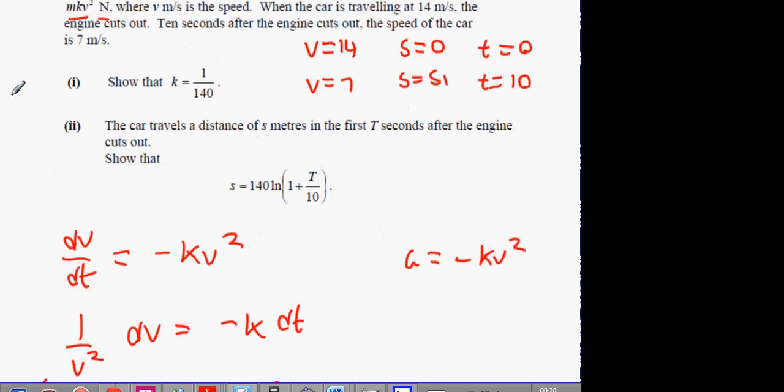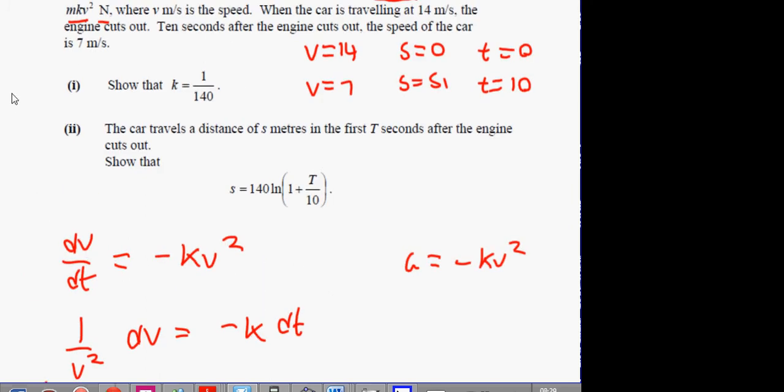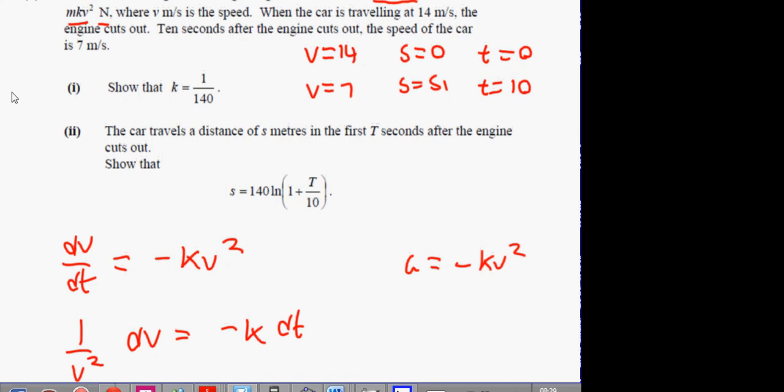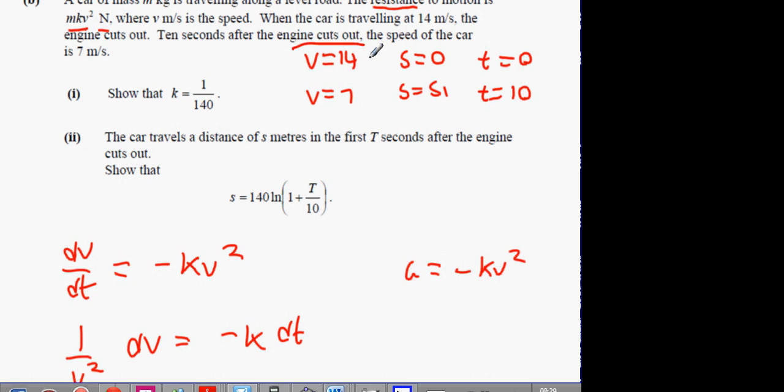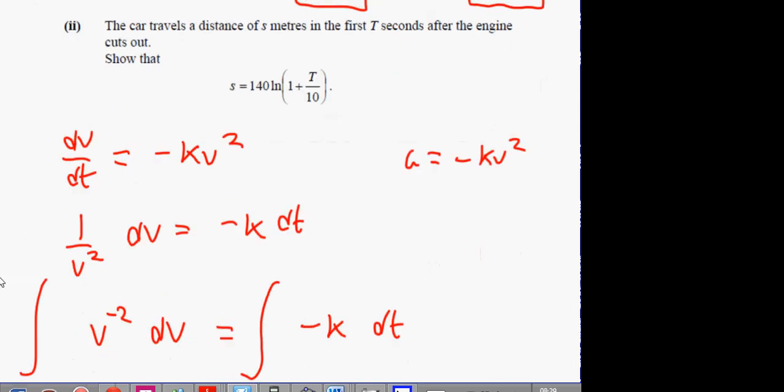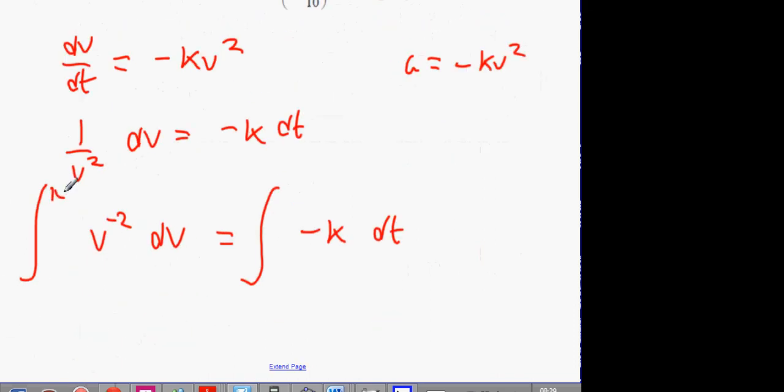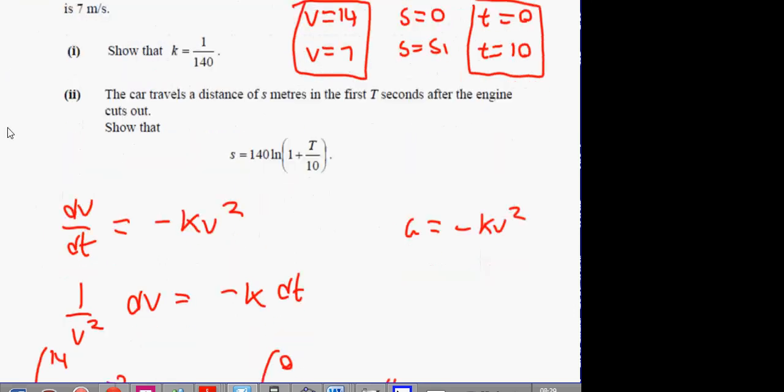Okay guys, so match them up. We're trying to figure out k, aren't we? The fact that we have a full set of limits here means that we have no letters missing bar k, so we should be able to figure it out quite quickly. We're going to get 14 and 0 on top, and then on the bottom it's going to be 7 and 10.